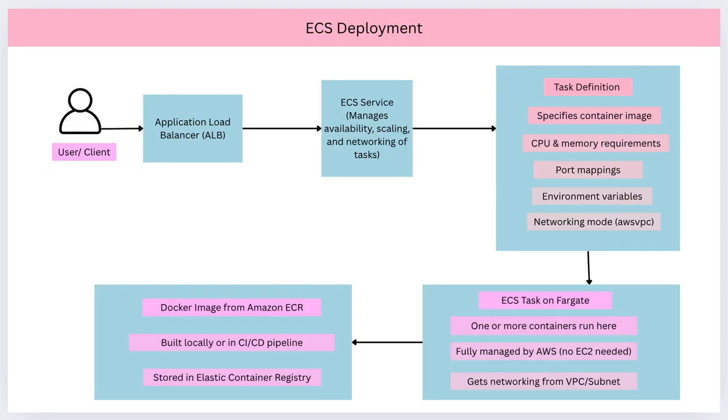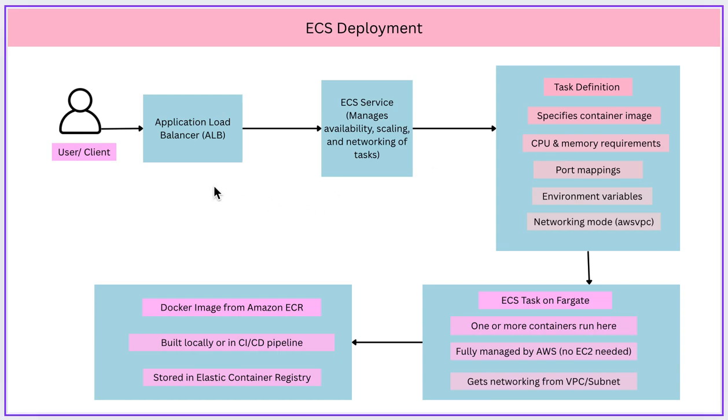Now, here's how ECS deployment actually looks in practice. Incoming requests from users hit the application load balancer or ALB that routes traffic to specific ECS services based on rules like URL paths or host names. Each ECS service maintains the desired number of running tasks, automatically restarting failed ones, and integrates with the ALB to manage health checks.